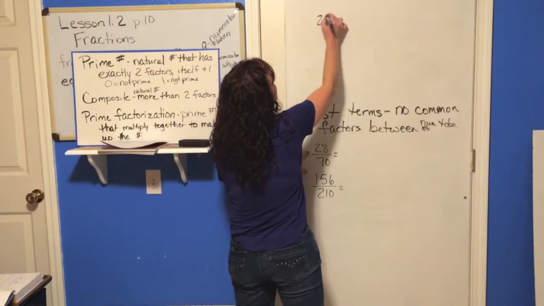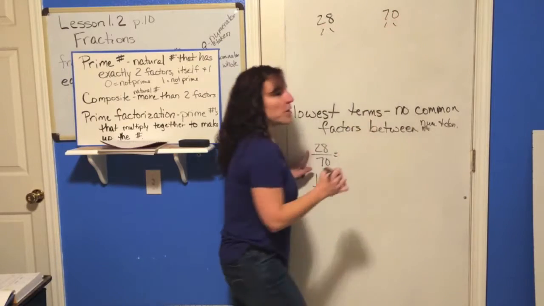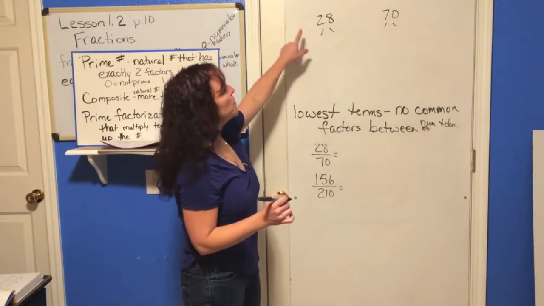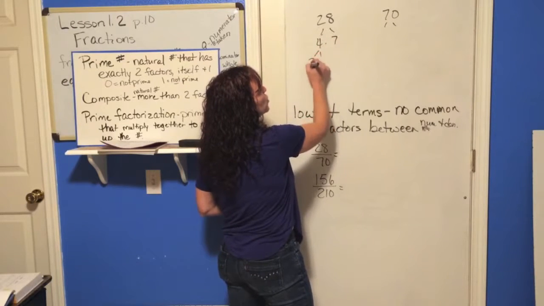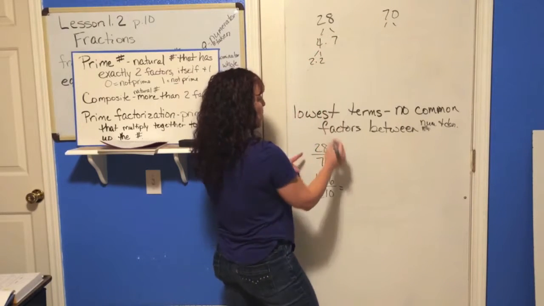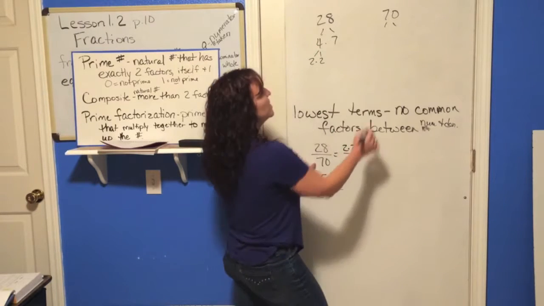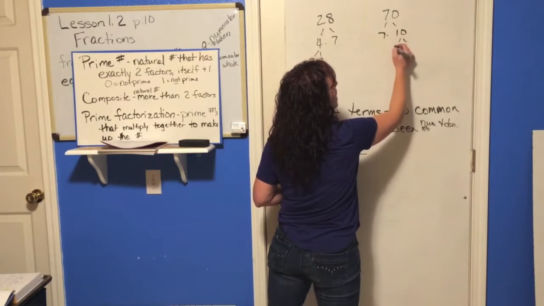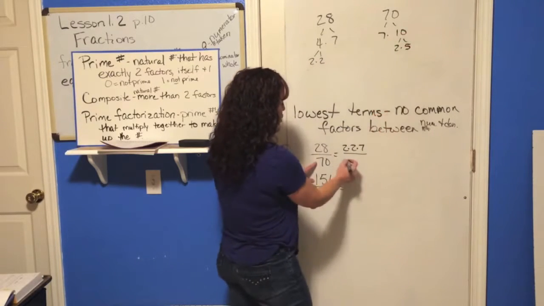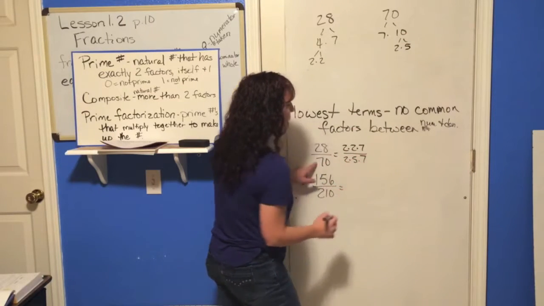What you're going to do is use your factor tree to find all the prime factors of each of these numbers. So 28 is 4 times 7, and 4 is 2 times 2, and 7 is prime. So 28 is 2 times 2 times 7. 70 is 7 times 10. 7 is prime, and 10 is 2 times 5. So your prime factors of 70 are 2 times 5 times 7.